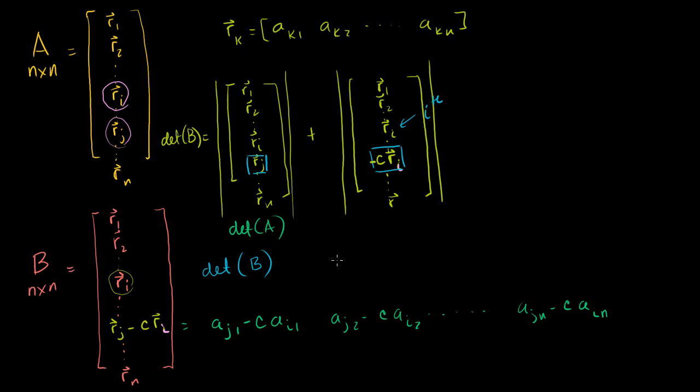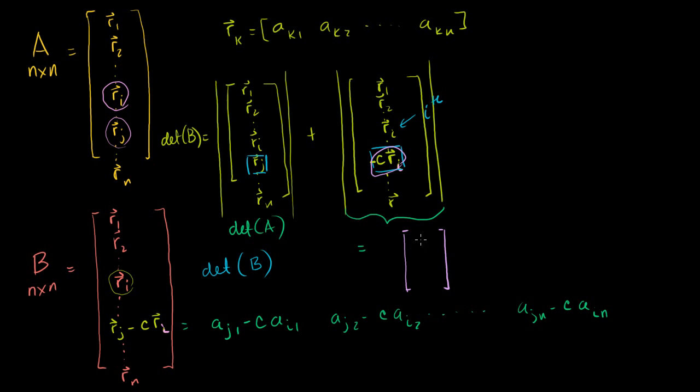And what's the determinant of this? Well, let's break this down a little bit more. This is completely equivalent to this matrix, not equivalent to A. Be very careful. Don't listen to everything I say. It's not equivalent to A. The difference is that A has an Rj here. This guy has a minus C times Ri. So this is completely equivalent to this matrix right here.